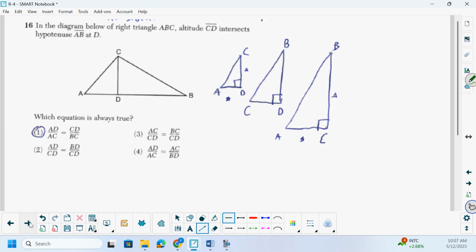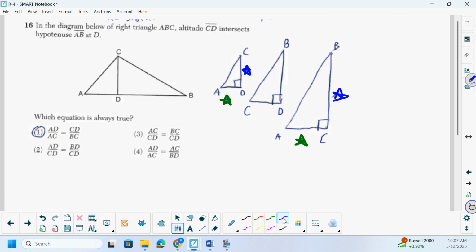Another topic from this day was our proportions within right triangles. Remember, we want to draw our small, medium, and large triangles. In this one, we're just looking for a proportion that could be set up. So in choice 1, they gave us AD over AC. Based on that, for this proportion to be correct, we would need something from the small triangle matching something in the same spot in the big triangle. So they started with CD. That would need to match with BC, and that is what they gave us in the choice.